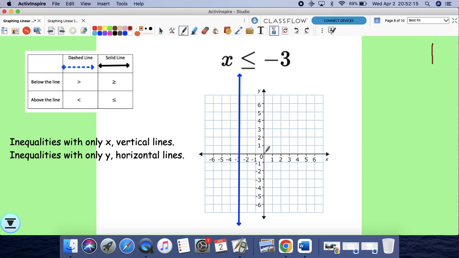So pick a test point, 0, 0. And let's try that out. So my test point is 0, 0. It's not a point on the line. Remember, you want to pick a point that's not on the line, and if 0, 0 is available, use it. So here's my x value. This is my y value.